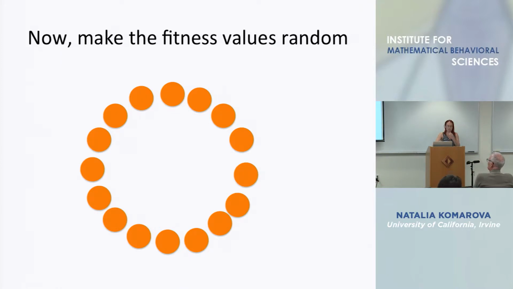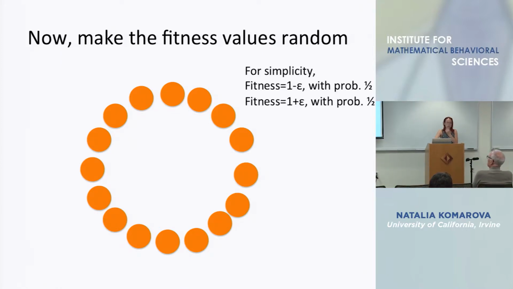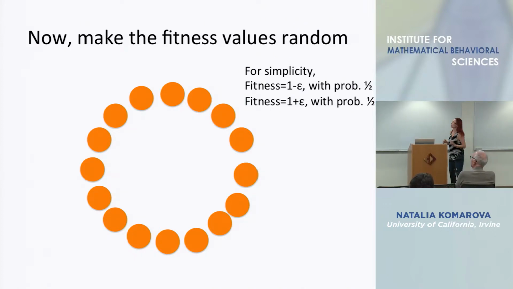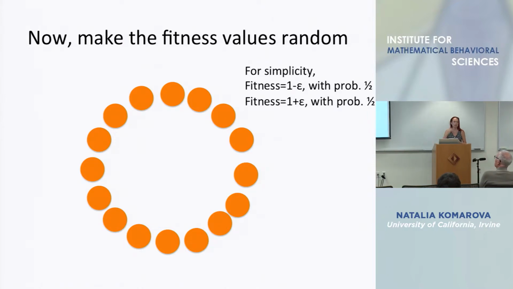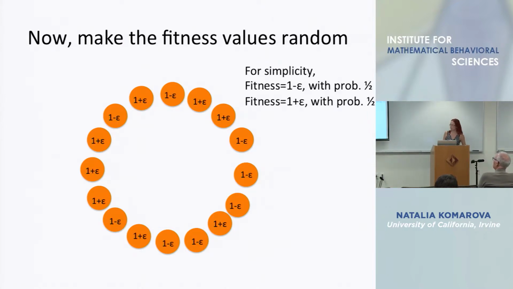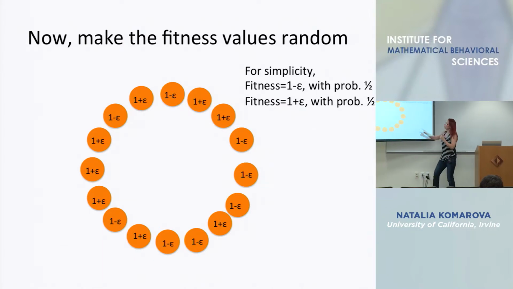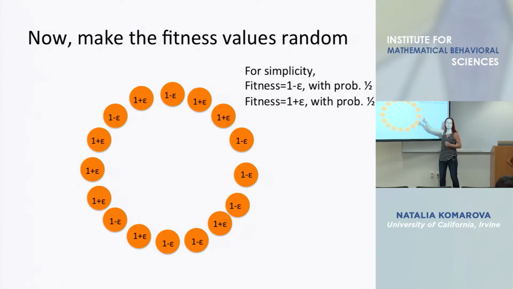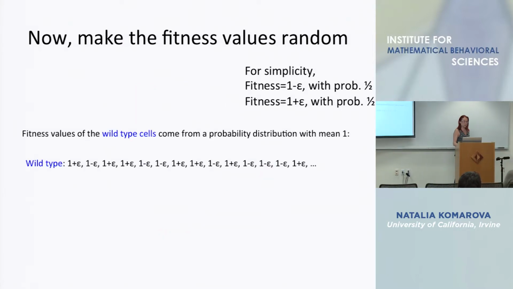Okay. Now, I want to make a modification to this classical problem. This is where new stuff starts. I'm going to make the fitness values random. So for simplicity, I can draw them from only 2 values, 1 plus epsilon and 1 minus epsilon. Okay, only 2 types of fitness. For example, like this. So 1 minus epsilon, 1 minus epsilon, 1 plus epsilon, a random realization. Okay. So this is for wild type cells.